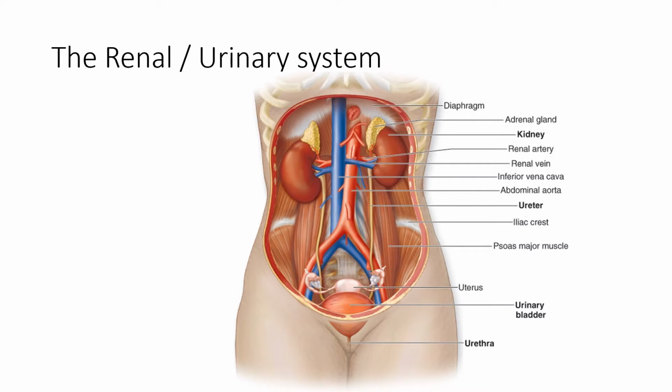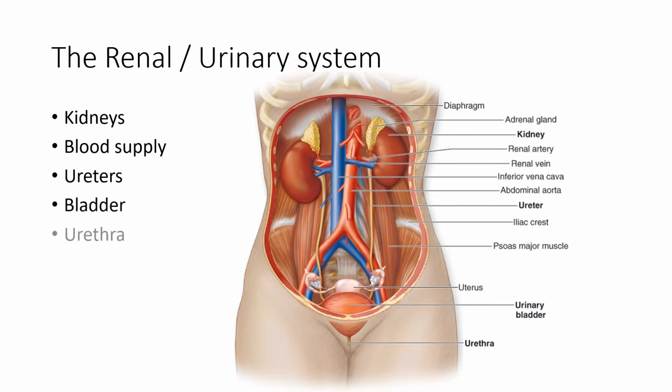So the renal urinary system that we're going to talk about today. We're going to go through the kidneys, the blood supply, the ureters, the bladder, and the urethra. There's a nice image there detailing the urinary system from upper urinary tract all the way down to lower urinary tract. Interesting to note that the adrenal glands are sitting on top of the kidney. There they are, like a little baseball cap sat on top of the kidney. So now I'm glad that you know where they are.